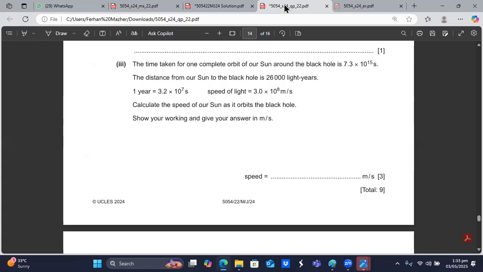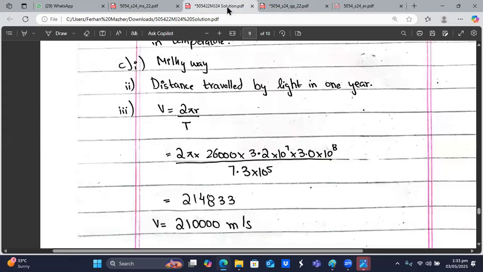We know the speed of light, and we know the time taken. The orbital speed is equal to 2πr divided by time. So 2 is 2, pi is pi, and r is 26,000 multiplied by 3.2 × 10^7 multiplied by 3.0 × 10^8. This is the distance traveled by light, and the time is given, so we divide by 7.3 × 10^15. So the orbital speed will be 214,833.